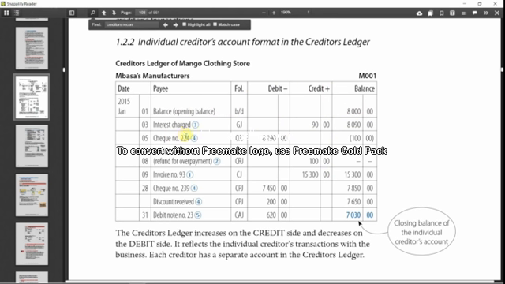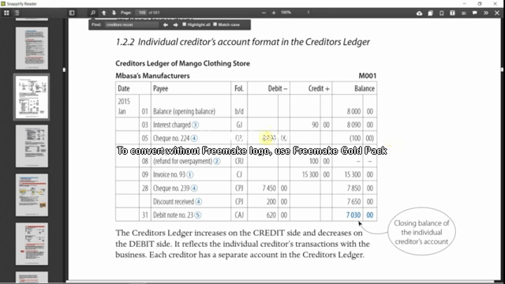So for example, we could also have interest charge because we are overdue in paying our creditors. That will happen in our general journal, and it will increase how much we owe the creditors. So creditors or liabilities increase on the credit side. So now our balance increased from 8,000 to 8,090.